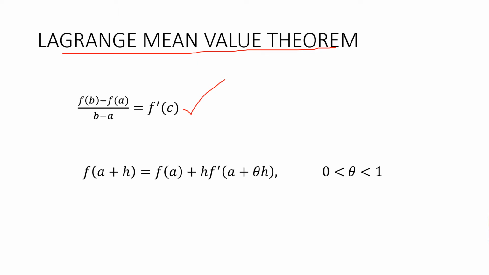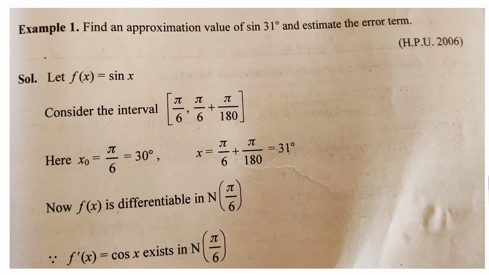We can also apply the statement like this: f(a + h) = f(a) + h f'(a + θh), with θ lying between 0 and 1. We can approximate the values using these two statements. Okay, look at the first problem. We have to find the value of sin 31.